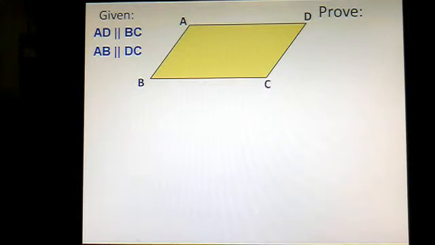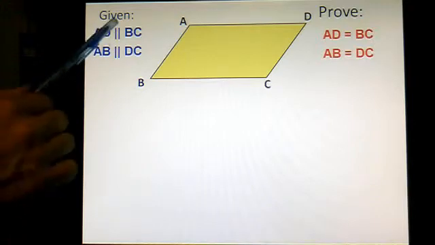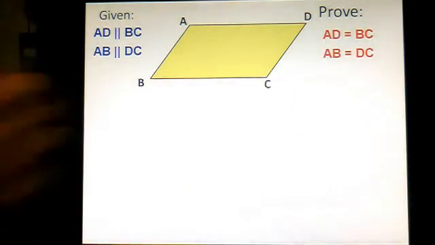The first one I want to prove is kind of an easy one, is that those sides are not only parallel but they're also congruent. And I just use an equal sign on there. You can use a congruent sign if you want instead. And I'm going to do that for both pairs. So I've got 2 pairs of parallel sides. I can prove that they're also congruent.